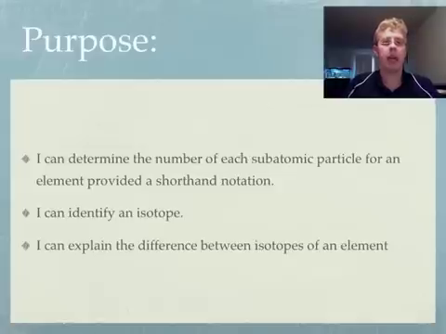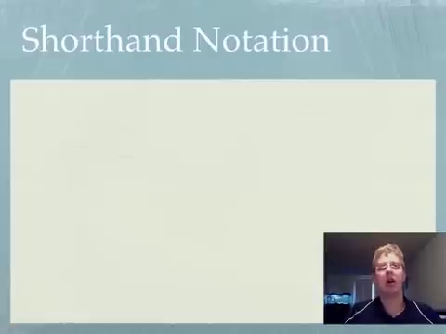What I would like you to be able to do after completing this lesson in practice tomorrow is to identify the number of each subatomic particle for an element, provided its shorthand notation. You'll also need to be able to identify an isotope and explain the difference between isotopes for a given element. Now in class today we practiced how to determine the number of subatomic particles given the periodic table information or a drawing of that atom.